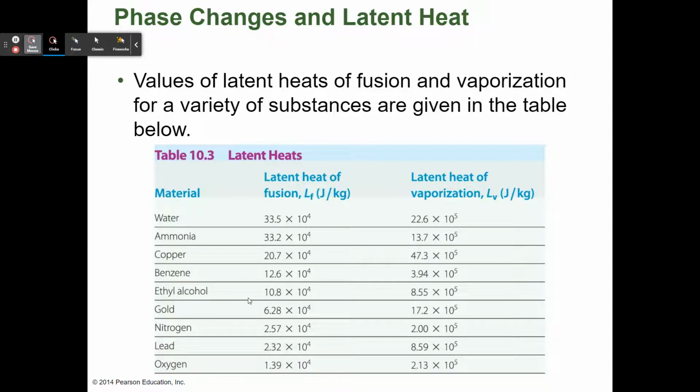There are some sample values of latent heat of fusion and latent heat of vaporization for different materials.